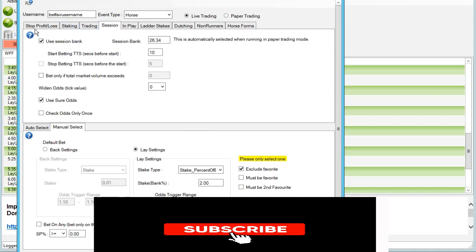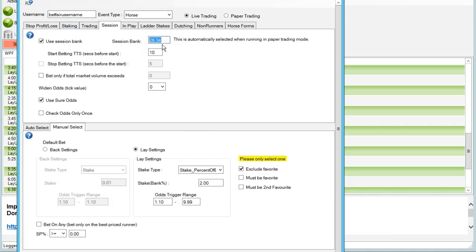We're going to session next. So you can see we've set a bank of £26.34. You can do that as you want. I'm not going to tell you what you need to put in your session bank. The important thing here is use sure odds.